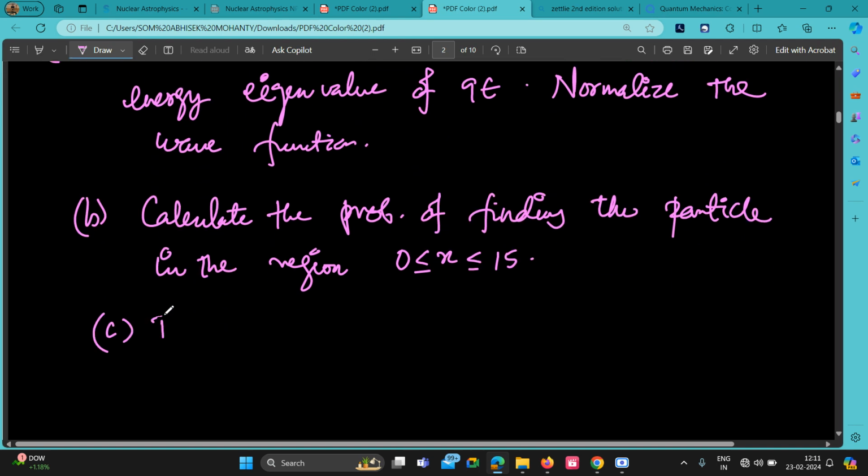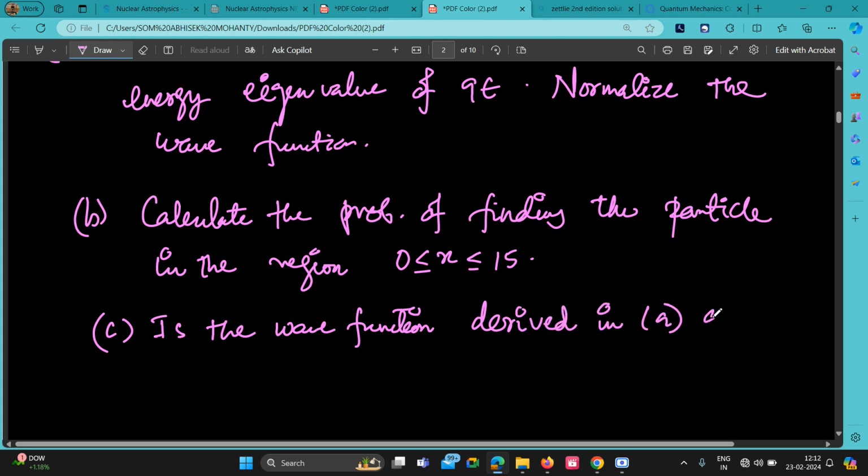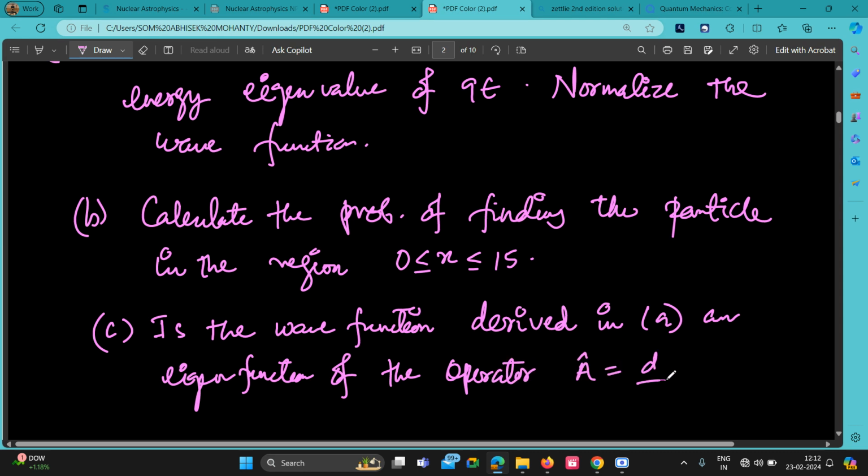Bit C: is the wave function derived in A an eigenfunction of the operator A is equal to d by dx minus 7?